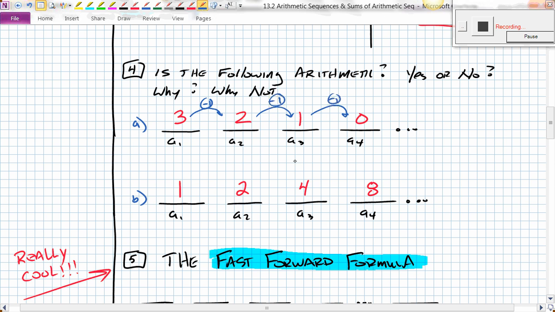If I pick any term, say the third term, and subtract it from the previous term, 1 minus 2 is negative 1. 2 minus 3 is negative 1. So I would say yes, this is an arithmetic sequence, and the common difference is negative 1.